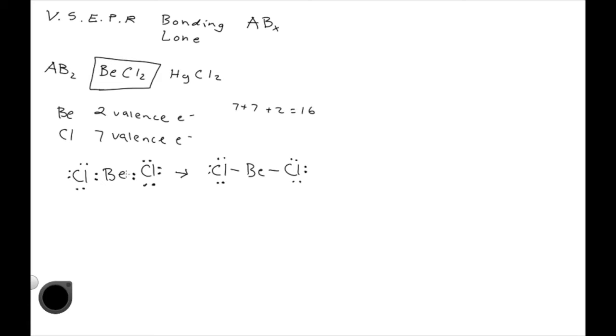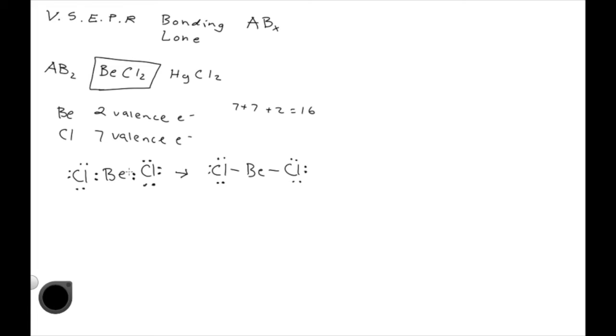And these are going to be bonding pairs because each of these electron pairs is involved in a bond. So that's why they're going to be bonding pairs. And so, if you remember, the electron pairs repel each other and want to stay as far away from each other as possible, and therefore want to maximize the distance between them.